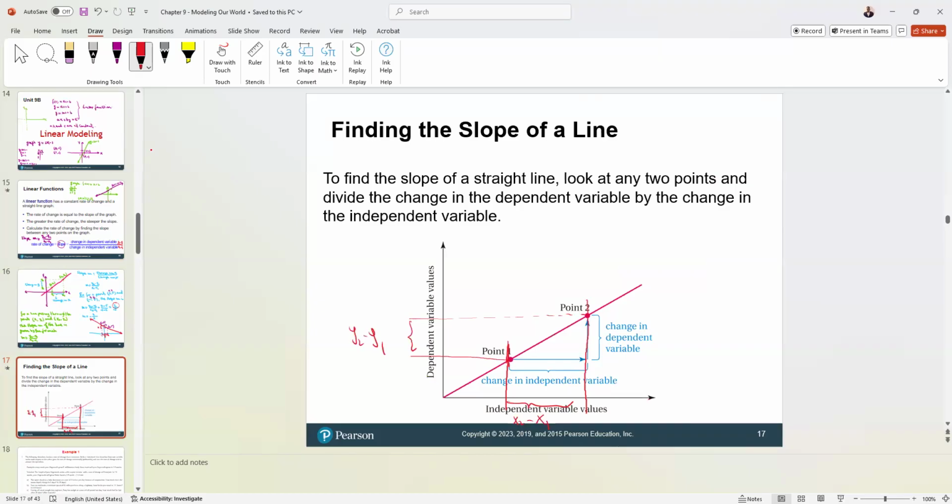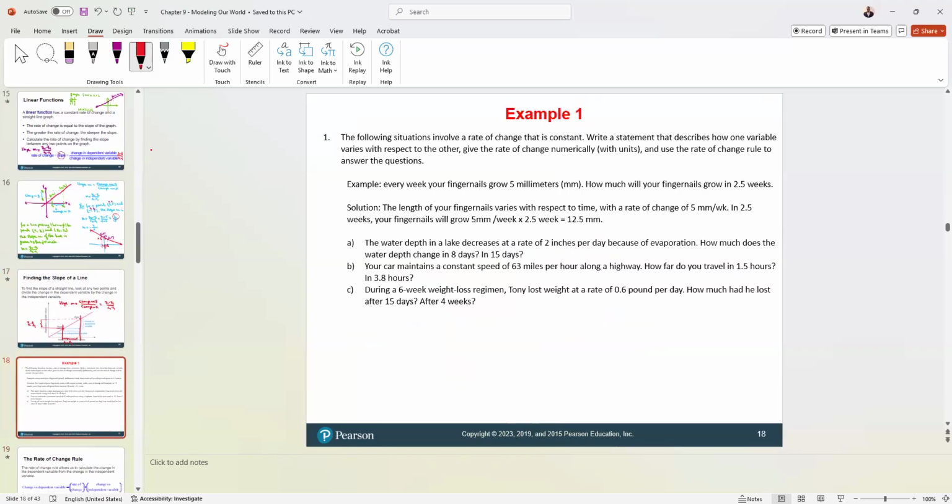So to make it short, we call the slope m, the change in y over change in x, and we write it y2 minus y1 over x2 minus x1. I strongly advise you to add that to your notes because we're going to use it a lot. We're going to come back to more of that because we have a lot of functions.